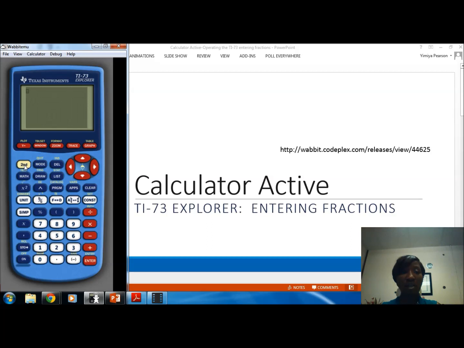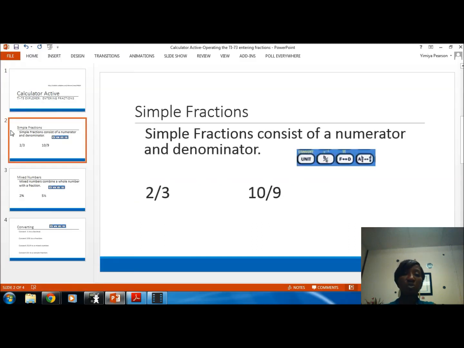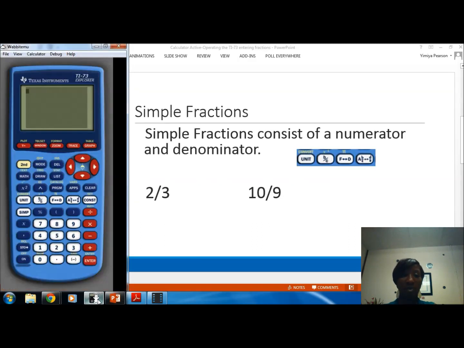So I've already cut my calculator on, but I want to reset it. So I'm going to go second 0, 7, 1, 2 to reset, and then I'm going to clear so I'm at my home screen. So there are two types of fractions that we could look at entering.